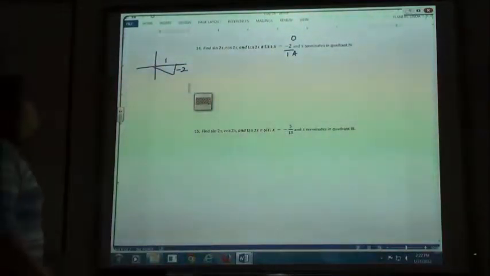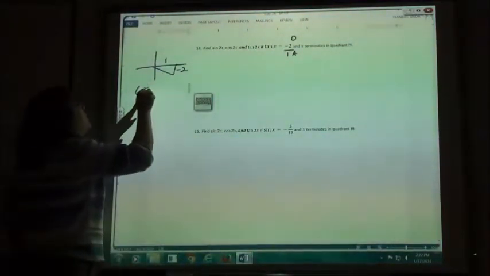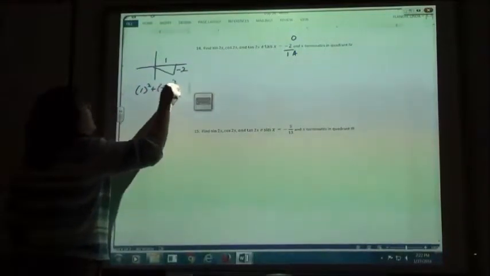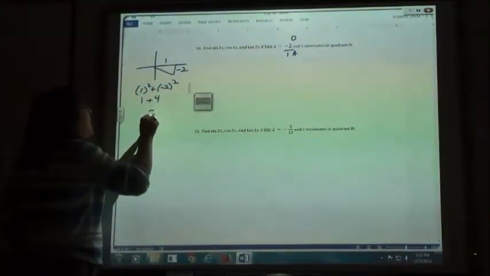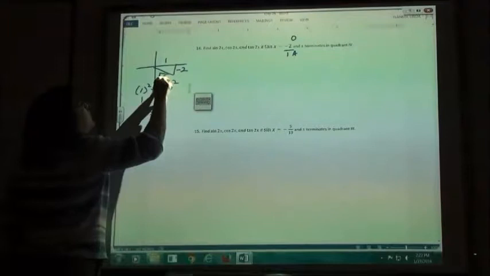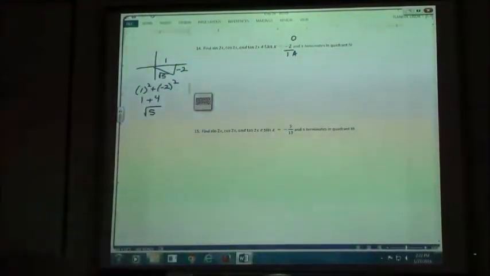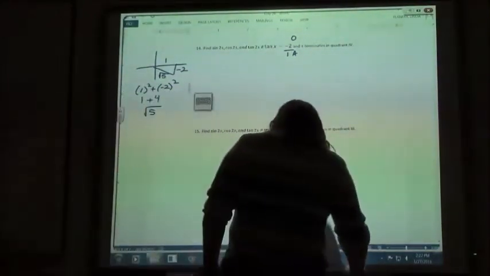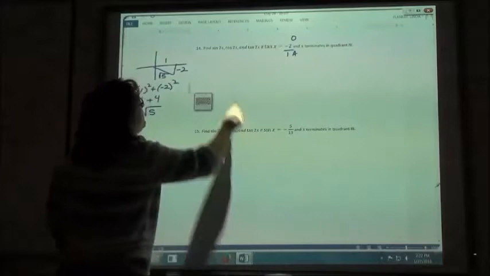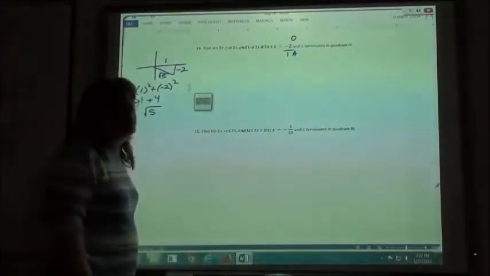And then we have to use our Pythagorean theorem. So 1 squared plus negative 2 squared. 1 plus 4 is 5. We're going to have the square root of 5 for our hypotenuse. And of course our hypotenuse is going to be a positive. Once we have our reference triangle, we can go ahead and find all our double angles.